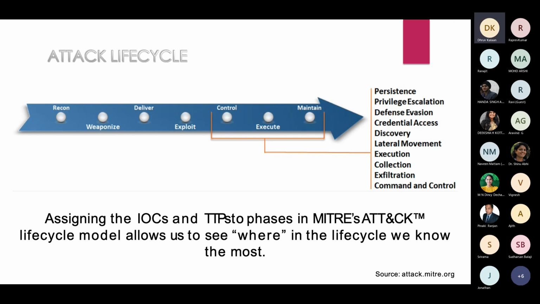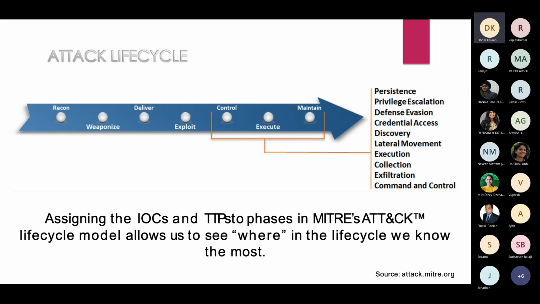If I talk about the attack life cycle, what we then do is we assign the IOCs and TTPs into an attack framework, right, and see where in the life cycle we know the most. For example, say persistence, privilege escalation, defense evasion, credential access is something that we know maximum about, and I do not know about certain phases in the life cycle itself, right? So we now know where we have maximum information. We now know that I can control.